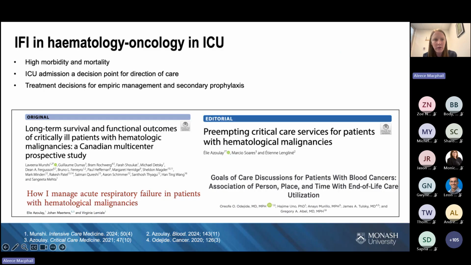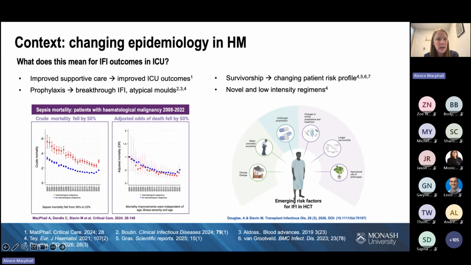I think it goes without saying why invasive fungal and invasive mold infections in ICU is an important topic in haematology-oncology. These are very high morbidity and mortality infections, and often the point of admission to ICU is a decision point for the direction of care for these patients. And for patients admitted to ICU, there are also a number of decisions to make around empiric treatment, sometimes in the absence of adequate diagnostics, and secondary prophylaxis and prognostication are all challenges that we face.